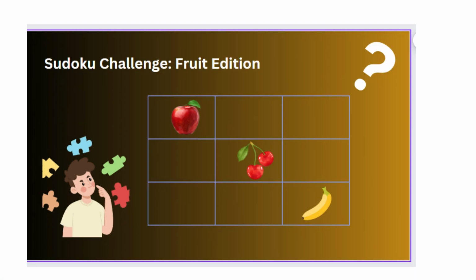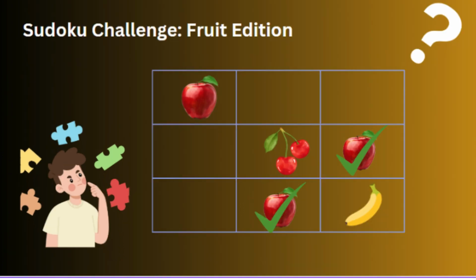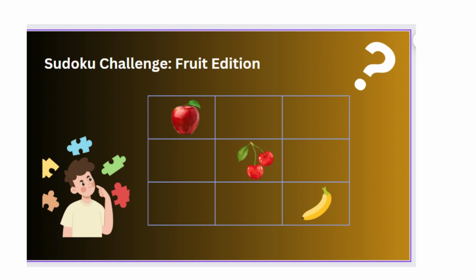If we have one apple there, the next apple can be there, because if we put another apple in here, there's no way to do that. Also, in each column and row there should be one apple, and also one cherry and one banana. So let's go and find the answer for these ones. What will be the other shapes?